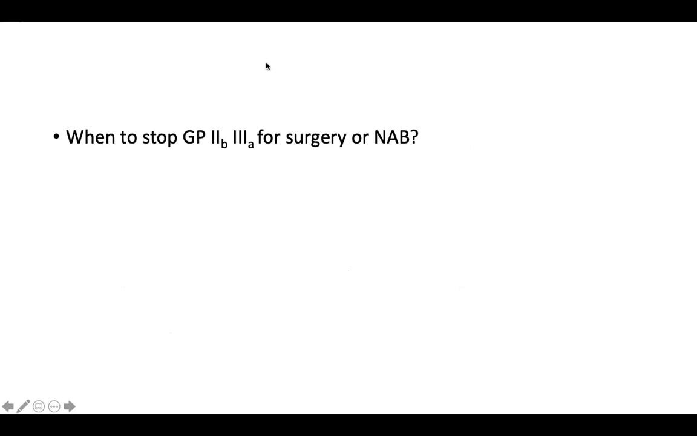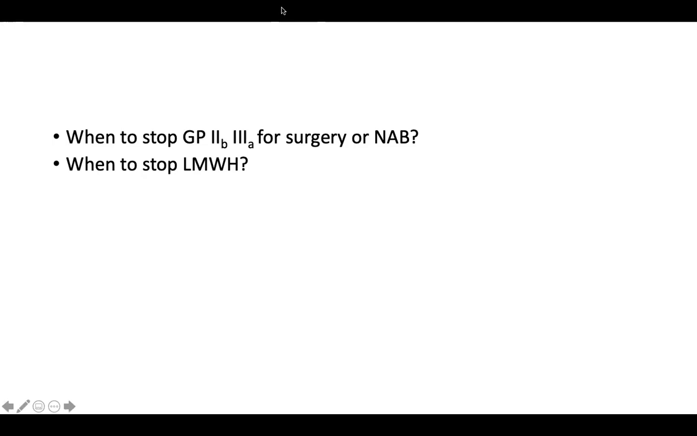So when to stop GP 2B3A inhibitor? It has to be stopped for 48 hours. That is why it is a bridging therapy. If it had to be stopped for as long as clopidogrel, then there is no use of having it as a bridging therapy. So it has to be stopped for 48 hours before the neuraxial blockade.